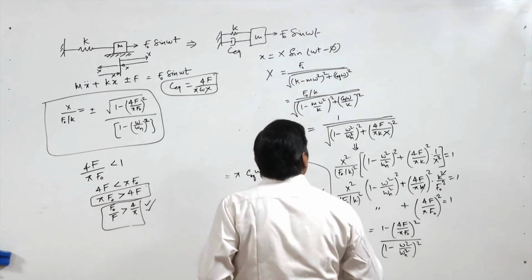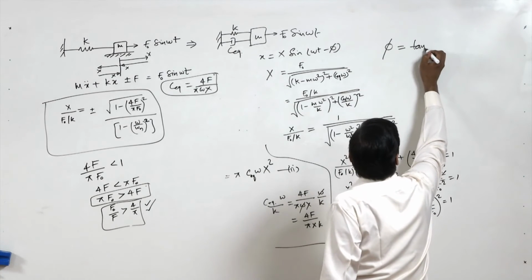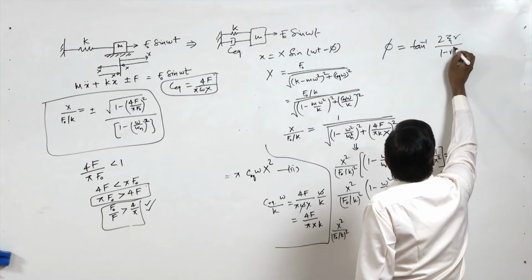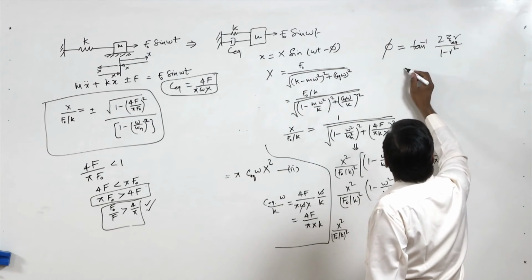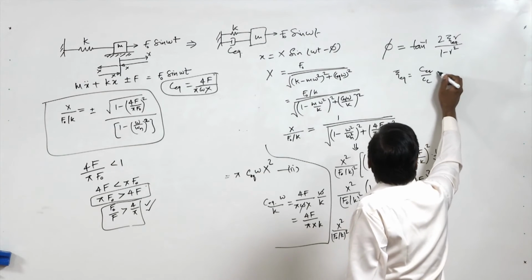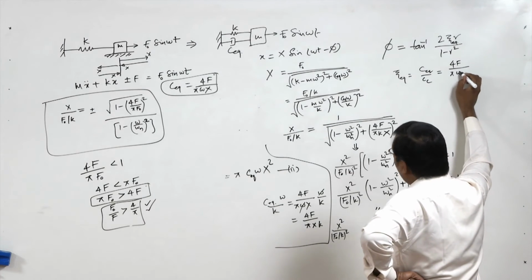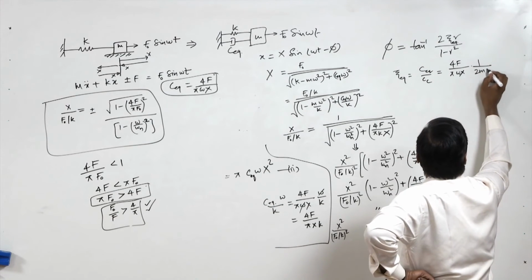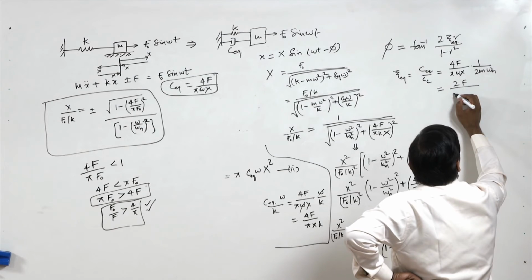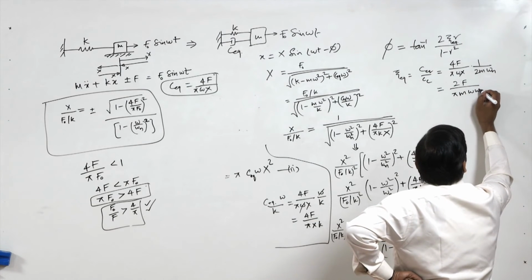Now what is phi? We know that phi is tan inverse of 2 zeta r upon 1 minus r square, and here zeta is zeta equivalent, and zeta equivalent equals C equivalent by Cc. C equivalent we already know is 4f by pi omega x, into 1 by Cc, which is 2m omega n. So this will be 2f by pi m omega n into x.